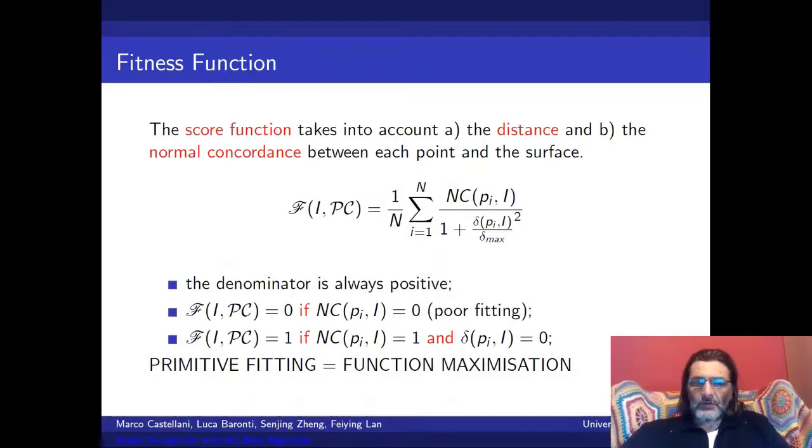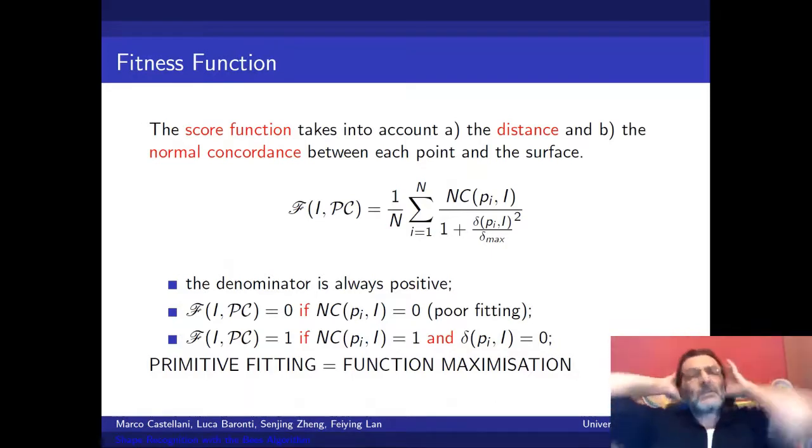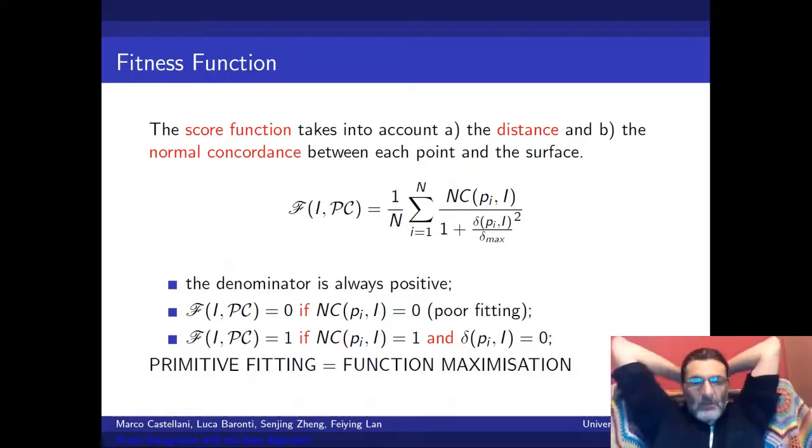Now, this said, you can see that the fitness function is equal to 0 if there is really a poor fitting, so there's absolutely no concordance of the normals, and the delta is very large. In this case, the numerator will be equal to 0, the denominator will be greater than 1, so the fitness function will be equal to 0. If instead normals are perfectly concordant, then the numerator will be 1, and delta will be 0, there will be no distance between the point and the surface, so the denominator will be 1. So 1 over 1 is equal to 1. So the fitness function basically varies between 0 and 1.